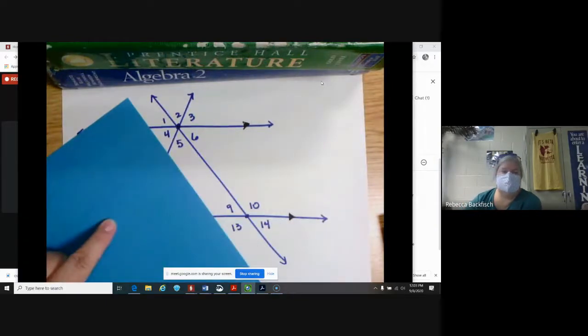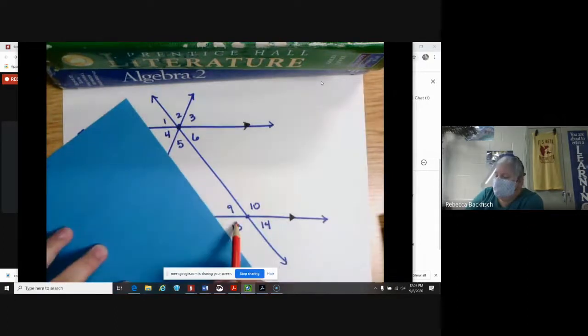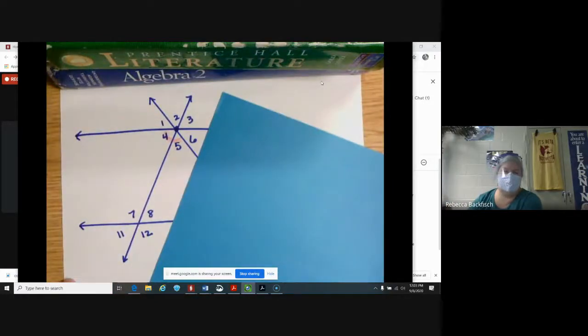Okay, so for instance, angle 6 corresponds to what angle? 14. So we know those two will be congruent. Or angle 1 corresponds to what angle? 9. And then we know that 13 corresponds to these two together. So just trying to look at two intersections at one time can be helpful. And I would do the same thing over here. Then I can see that, for instance, 3 corresponds to 8, or that 4 and 8 are alternate interior, or 4 corresponds to 11.